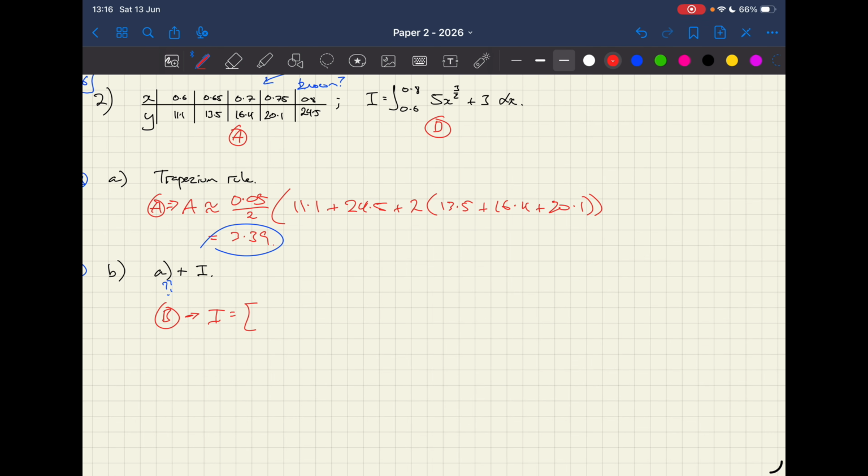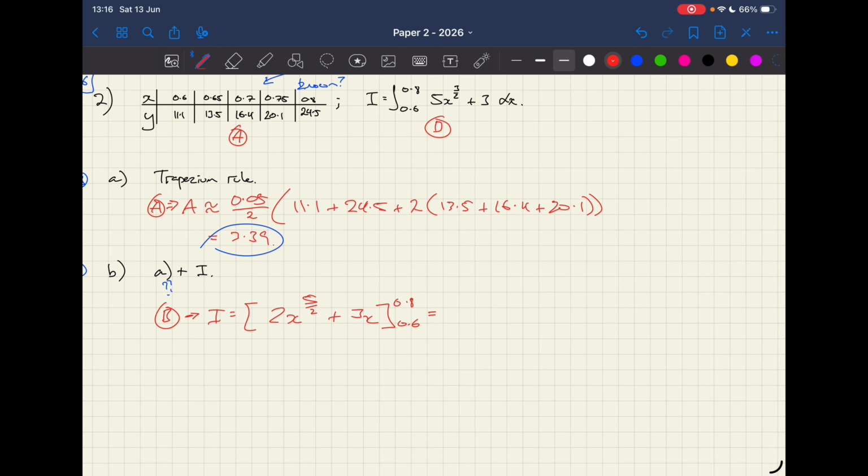So we had 5x to the 3 on 2. Let's raise that power to 5 on 2 times by 2/5. So flipping the power and times them by it. 2/5 of 5 will be a 2. We're going to add on, well, we've got 3 there, so that becomes a 3x. And we're going to sub in the values of 0.8 and 0.6 into that.